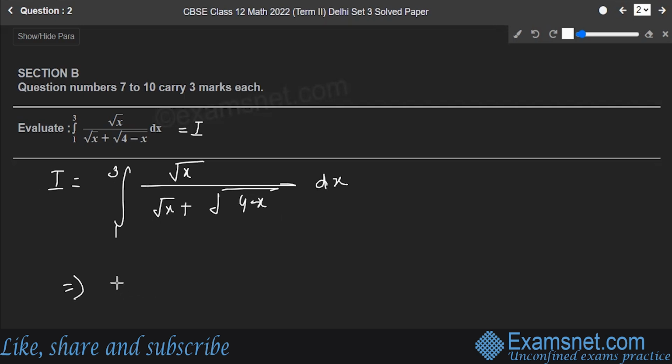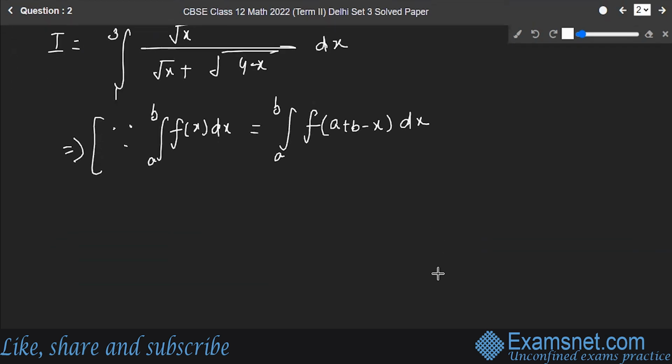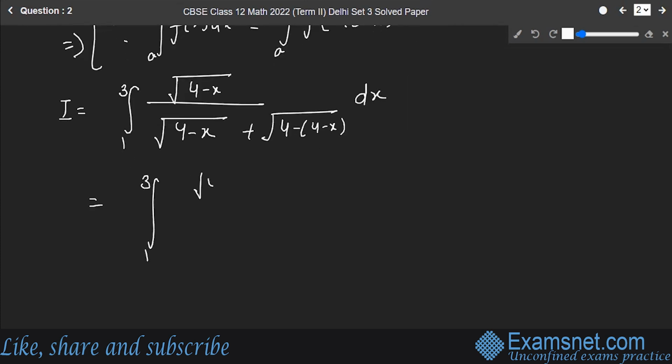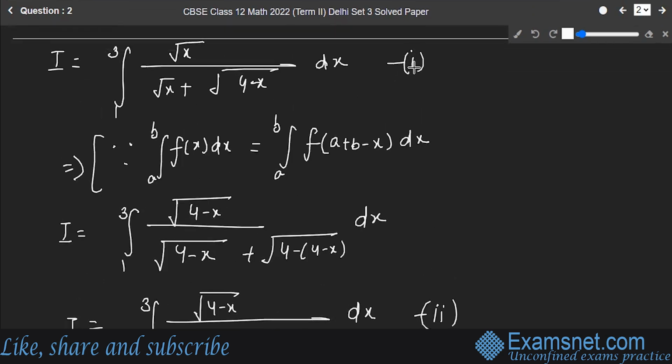See, there's one formula I'll be using. Let's discuss that. The integral from a to b of f(x) dx is equal to the integral from a to b of f(a plus b minus x) dx. So this I is equal to the integral from 1 to 3. This will be 1 plus 3, that is 4, so 4 minus x divided by 4 minus x again plus root of x dx, which is equal to the integral from 1 to 3 of root of 4 minus x divided by root of 4 minus x plus root of x dx. Let's say this is number 2. This was equal to your I, and this was your 1. Adding 1 and 2.